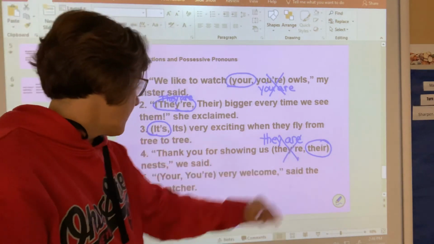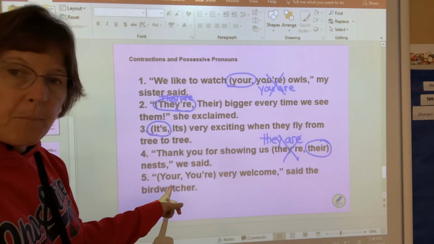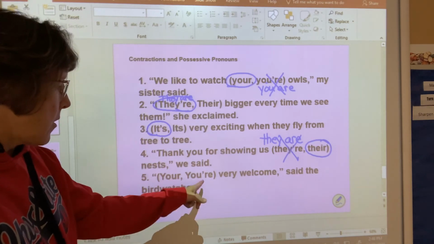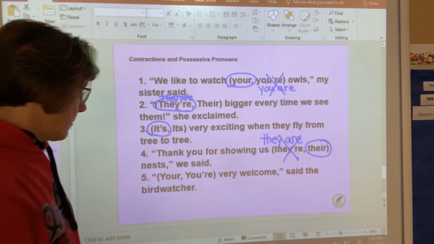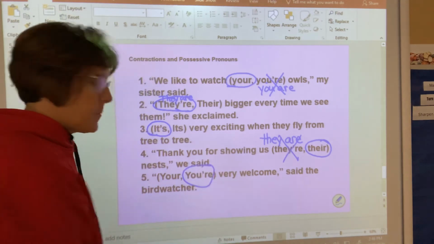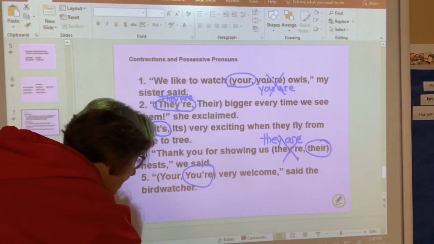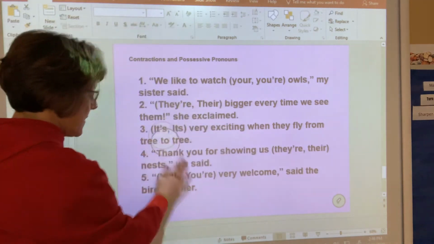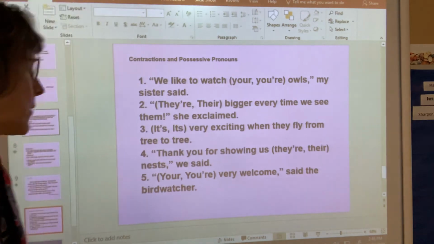"You're very welcome," said the bird watcher. Now, are we showing that something belongs to you or someone? Or are we saying it's you are? You are very welcome, said the bird watcher. That makes sense to me. So it must be the contraction of you and are, you're. It's kind of hard, I know, when the words sound the same. You just have to think a little bit more about it to decide which one to use.